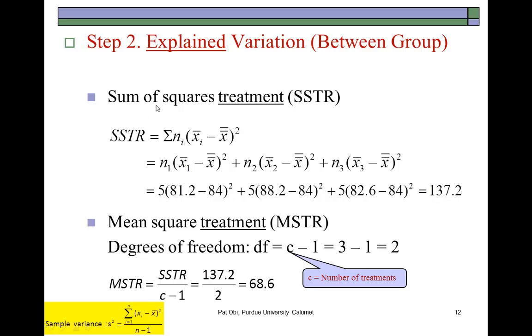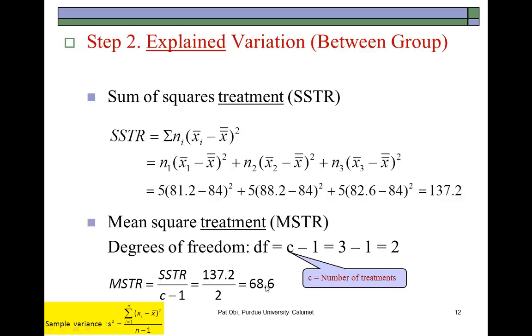This is called the sum of squares treatment, 137.2. Following, you calculate the mean square treatment. Mean square treatment is equal to the sum of squares treatment divided by its degrees of freedom. The degrees of freedom here is C minus 1, which is the number of treatments minus 1. That brings us down to 2 because there are 3 treatments. And this works out to be 68.6.